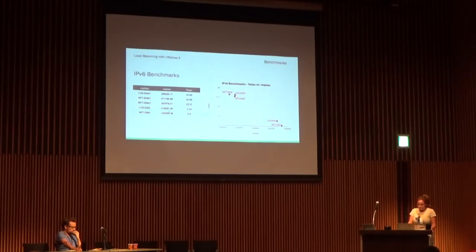In IPv6, in general, the requests per second are higher, and the NAT topology is quite similar between them, the same as in IPv4. In DSR, we could get much more performance with NFT than LVS, almost 6 times faster than LVS.